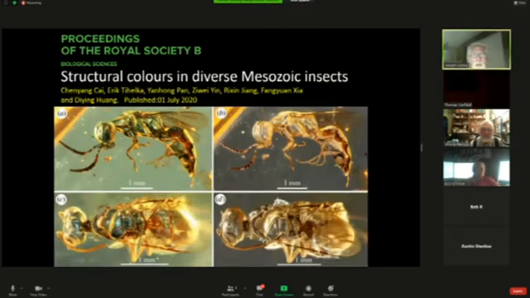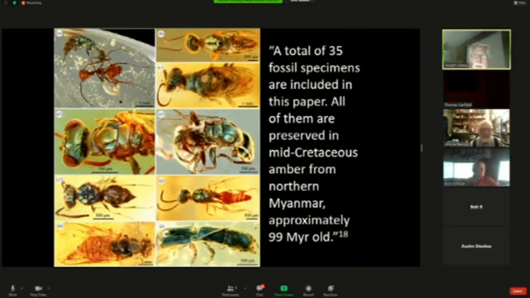So here is an article highlighting these various specimens here from Chinese scientists working on the specimens from Myanmar, or as it used to be known, Burma, and showing that there's this wide age range back to, in their example, dating it to 99 million years ago.